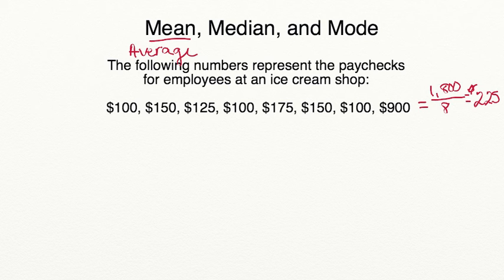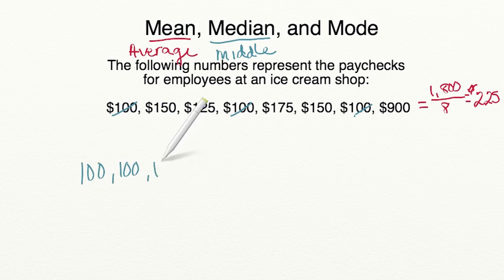Next, we're going to go ahead and find the median. Now, the median is the middle number in a set of data. In order to find the median, we need to arrange our numbers in order from least to greatest. So let's go ahead and start with our smallest number, which is 100. We have 3 100s, so I'm going to list 100 3 times. It's important that you still list out every number, even if they repeat.